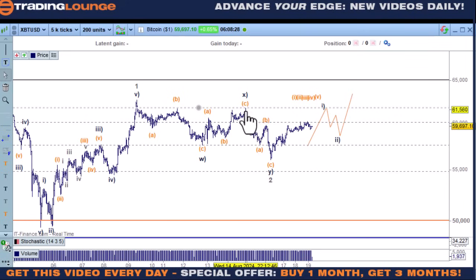This does appear to be corrective here in 3 waves, and we have nipped this top out here, so that confirms that it is corrective. So if this is corrective, we should be taking this top out here, and also this is also corrective as well, so the whole thing is corrective, so we should be taking out this top. So we should in one way or another push higher there.